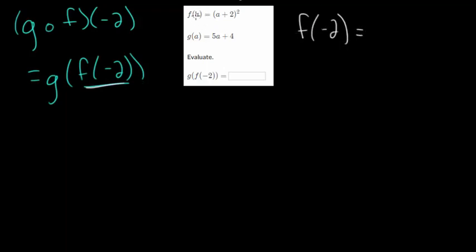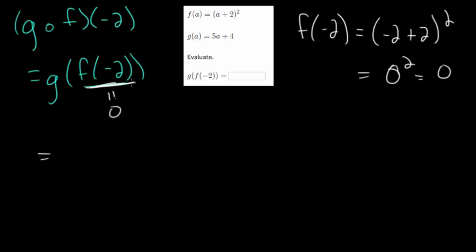And f is a function of a, so anywhere I see an a, I'll replace it with negative 2. So we have minus 2 plus 2 squared. Well, this is just 0. So I get 0 squared, which is 0. So I figured out what this is. This is equal to 0. And now I'm going to replace it.